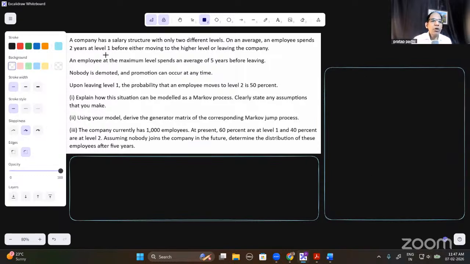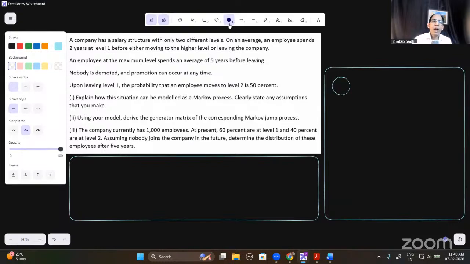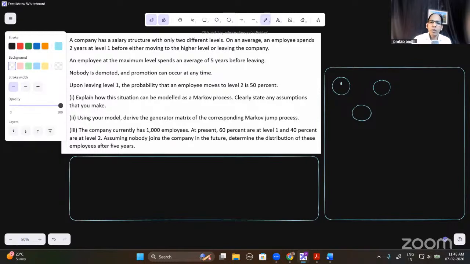It says, you know what? A company has a salary structure with only two different levels. On an average, an employee spends 2 years at level 1 before either moving to the higher level or leaving the company. So I will take it this way: 1, higher level is 2, leaving the company is 3. Let me write here: this is 1, this is 2, this is 3.